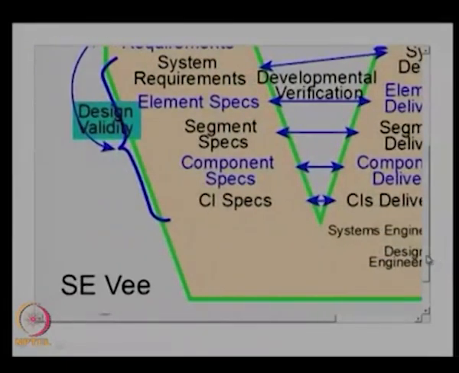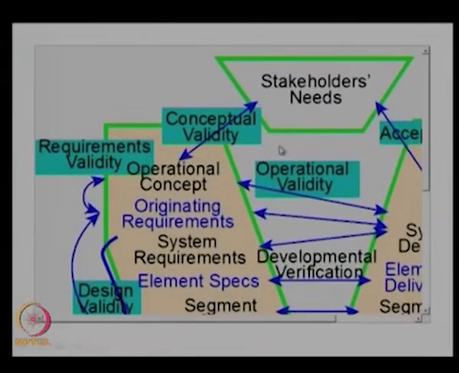Now, if you look at the validities, the first one is the conceptual validity. Validity is basically to ensure that the right system was built. We have some stakeholder needs already identified at the initial stage, and based on these stakeholder needs we develop an operational concept. The conceptual validity is to ensure that the operational concept we develop actually meets the stakeholders' needs. So, basically it is a one-to-one correspondence, looking at whether it actually matches the stakeholders' needs. In conceptual validity, we look at the operational concept and the stakeholders' needs and ensure that this particular operational concept can satisfy the stakeholders' needs. That is the conceptual validity.